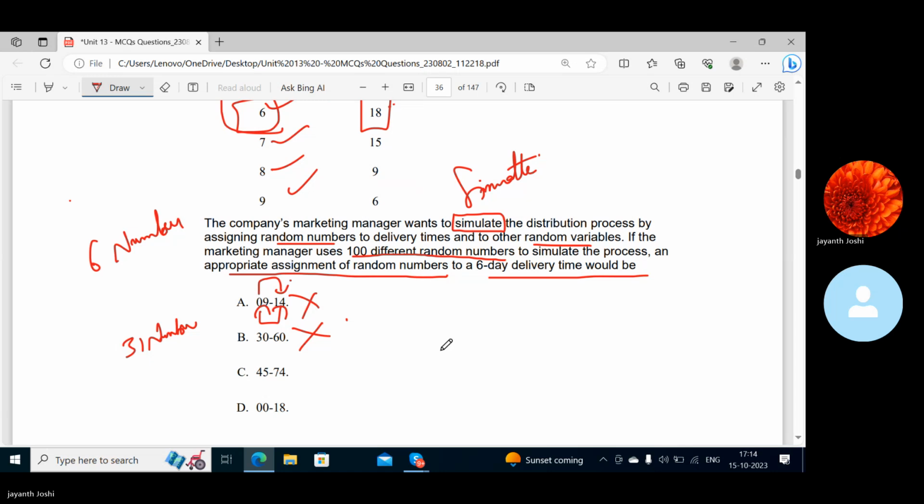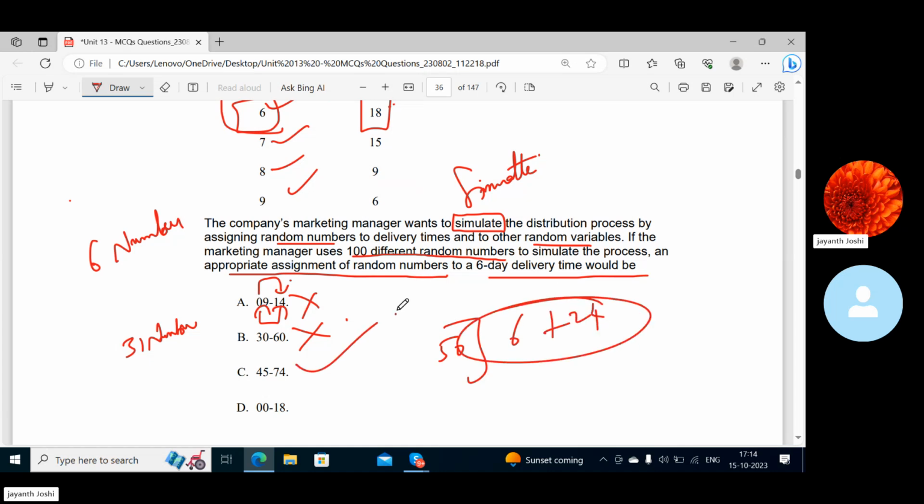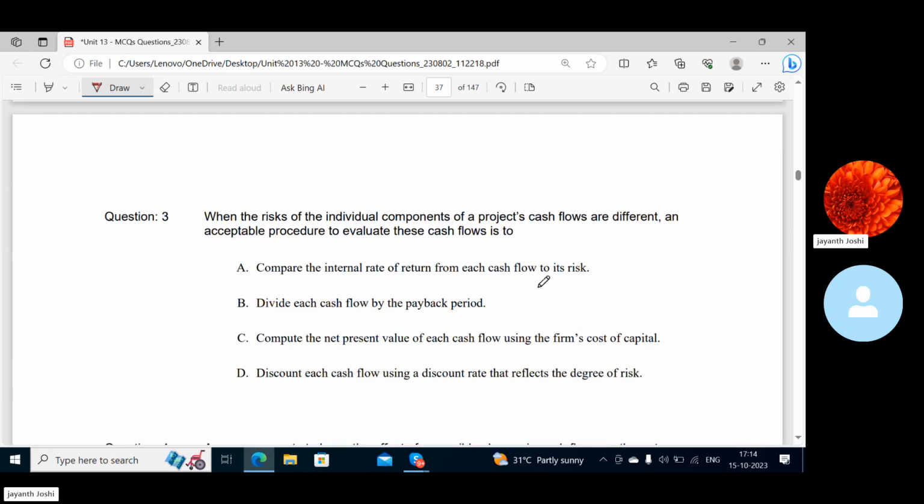45, 46, 47, 48, 49, 50. Till 50, here it is 6, then plus 24, that is 30. So this is the answer: 30 numbers. It was not that tough, but only the methodology is not known. That's the reason why students get confused. Now it's known, you understood. Go for the next question.